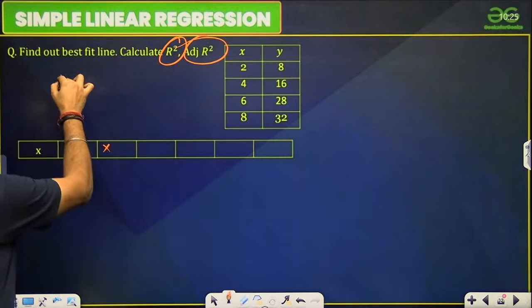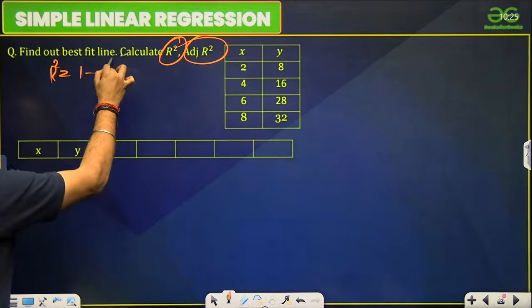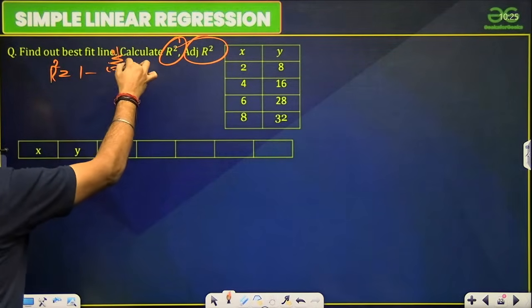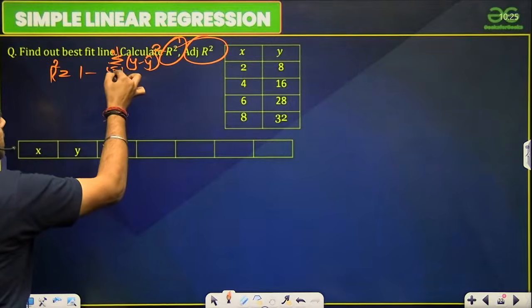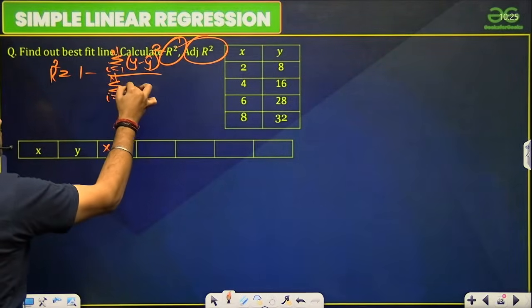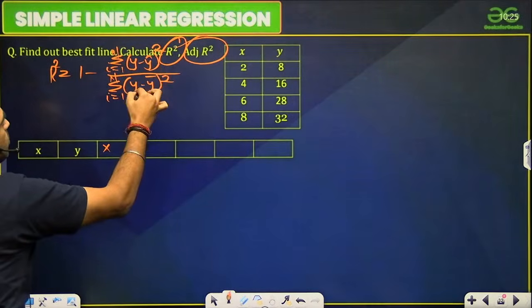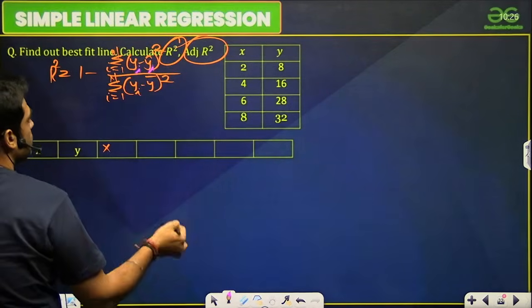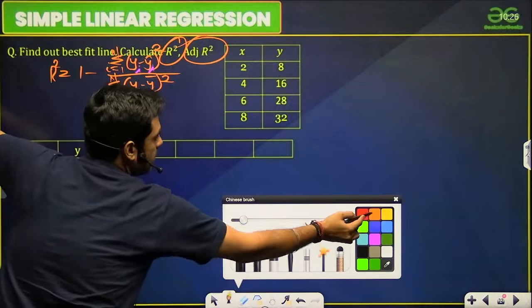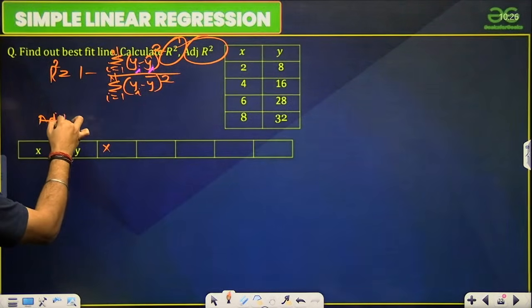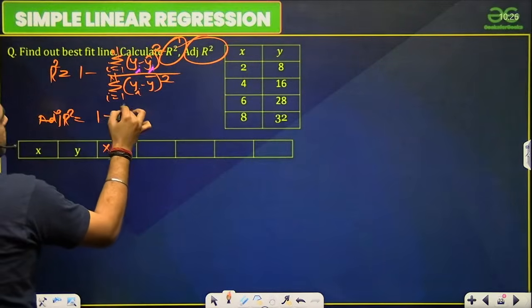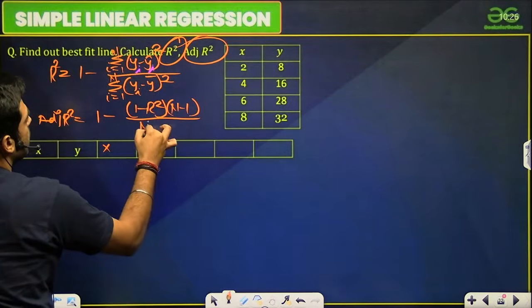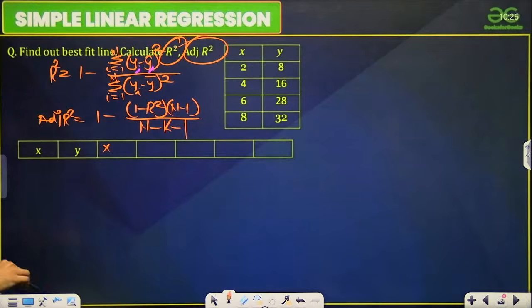Firstly, what is the formula of R square? That is 1 minus summation of i equals 1 to n (yi minus y hat) whole square upon summation of i equals 1 to n (yi minus y bar) whole square. And what is adjusted R square? The adjusted R square formula, that also we know. Adjusted R square is 1 minus (1 minus R square) into (n minus 1) upon (n minus k minus 1). That is the adjusted R square formula.